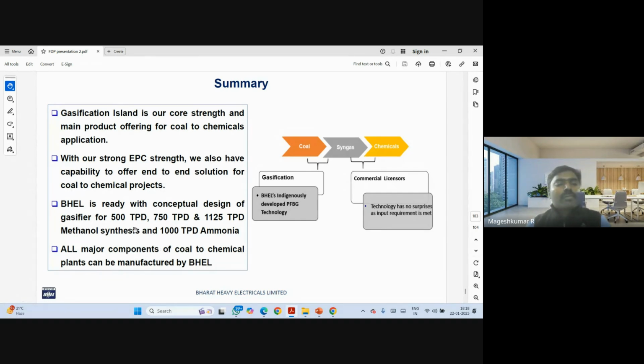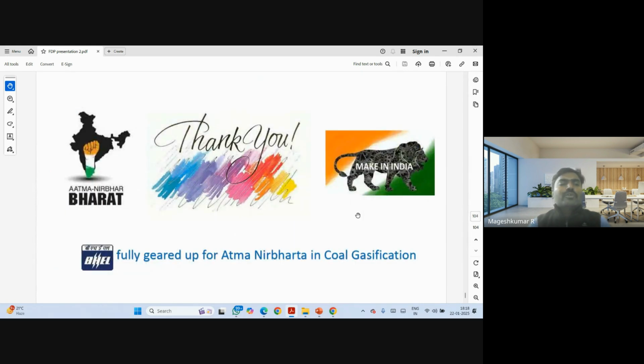These are the various capacities of our gasifiers, and some of the technology for the purification process. We are working on it as a company to acquire the technology and develop those things in house. Thank you. BHEL is fully geared up for developing the technology itself to meet the coal gasification mission.